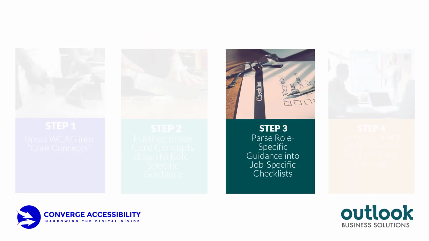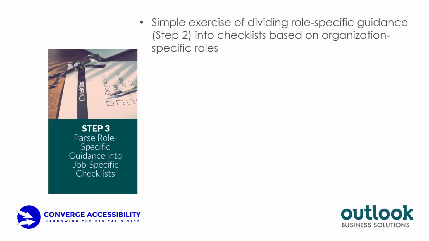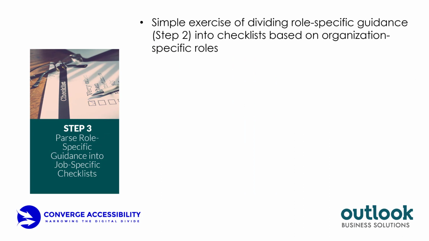The first 2 steps we just reviewed collectively define the core concepts and the role-specific guidance. The third step begins the process of distributing these core concepts to team members. This is a simple exercise of dividing up the role-specific guidance that we created in step 2 into a series of user guides or a checklist that align with the specific job roles within an organization.